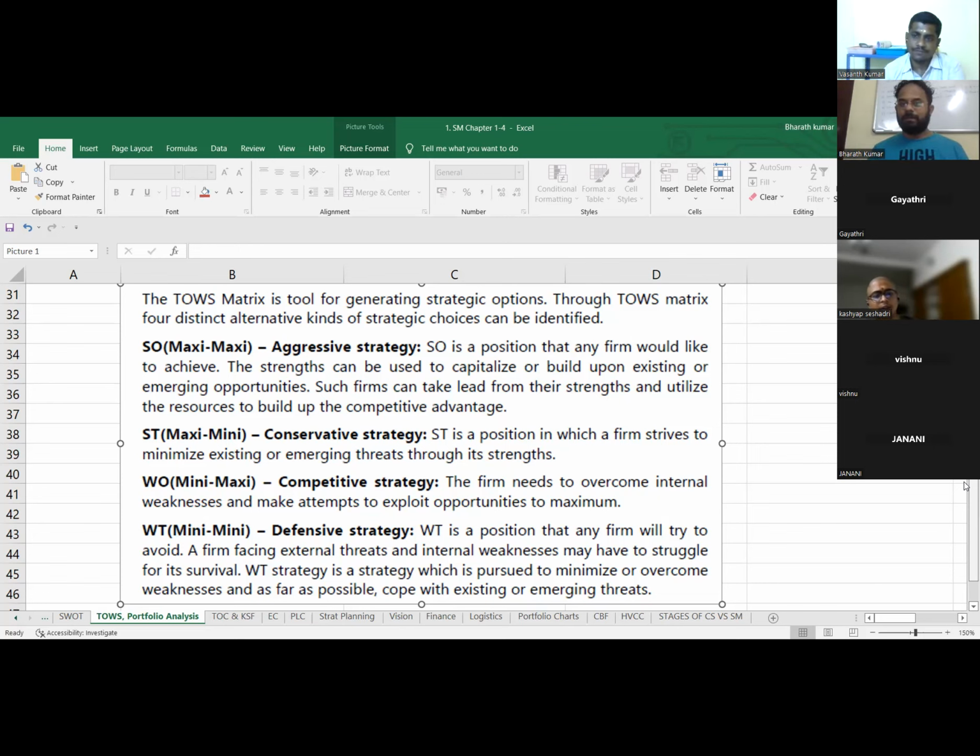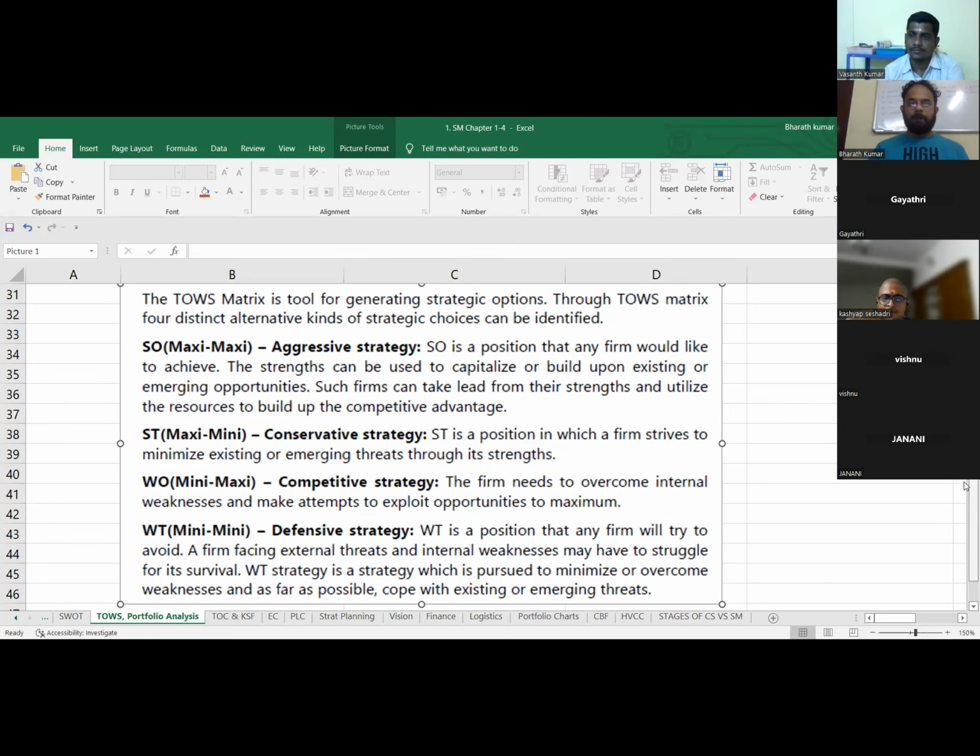Strength and threat: conservative, maxi-mini, because you will use your strength to minimize your threat. Correct? You will use your strength to minimize your threat. If you are strong in theory subjects, you will remove the fear of ASSM, auditing, economics, using your strength to reduce your threat.